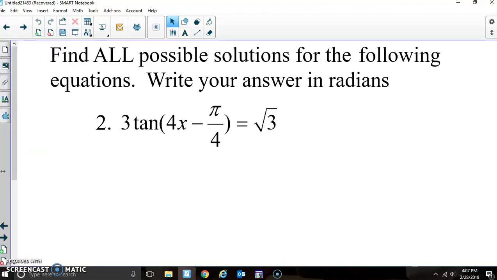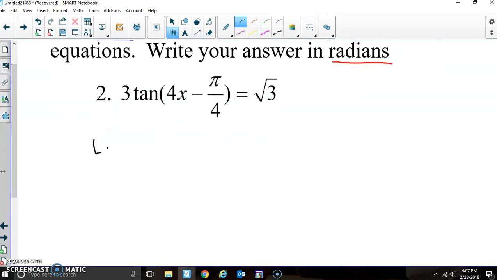All right, for the second problem, similar except this is going to be a tangent one. Again, we need to find all possible solutions, and we have to put our answer in radians. So again, we're going to have the plot. Now in this case, tangent's period is pi, so we're going to have plus pi n instead of plus 2 pi n. So start out the same way. We're going to use substitution.